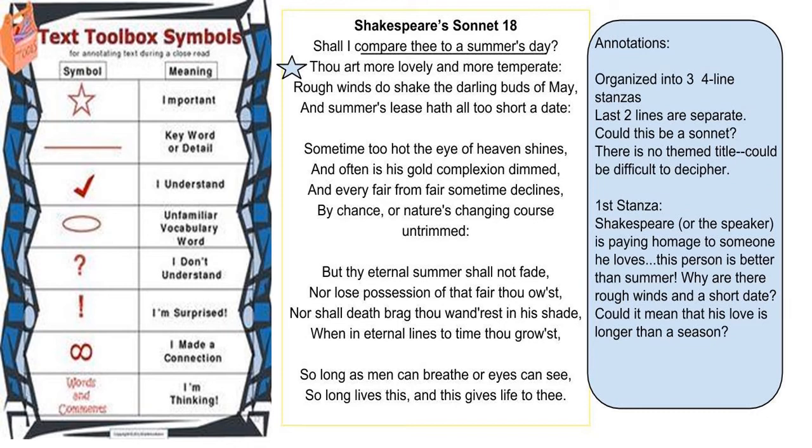So why are there rough winds? And why is it such a short date, like on the last line? Could this mean that his love is longer than a season? Maybe he's saying that he values his love with this person more than this short date of summer.